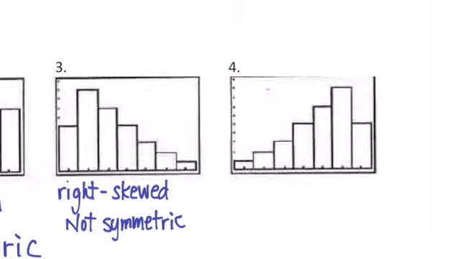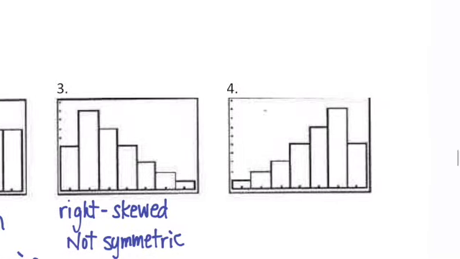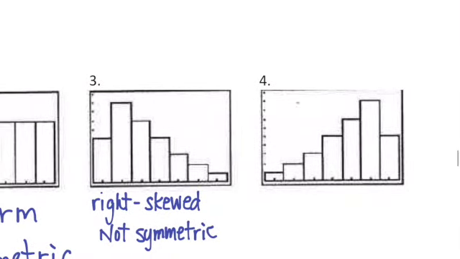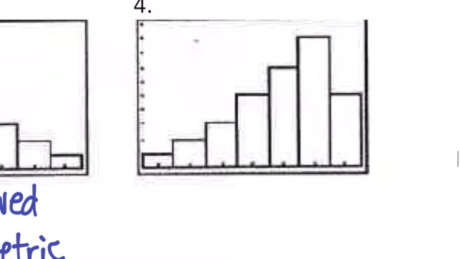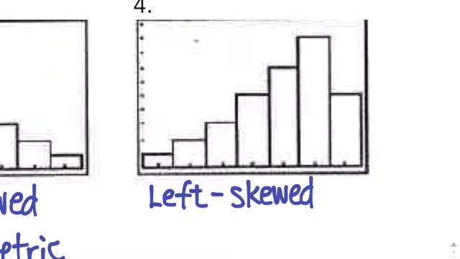That's not symmetrical. So if that one is a right skew, what do you think this one is going to be? Well, since the tail side of it is on the left hand side, it's going to be left skewed, and it's definitely not symmetrical.